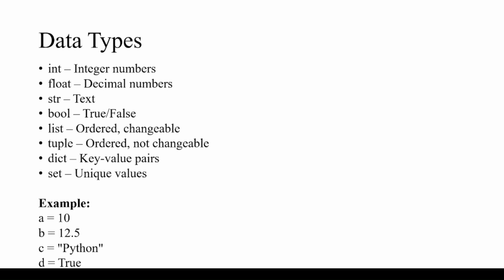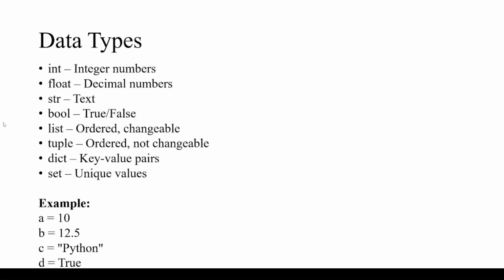And next is string. String means sequence of characters. It is text. It must be enclosed with single or double quotes. Next is boolean. Boolean means true or false. The first letter of true and false should be capital letter. If we don't use capital, it will give an error. Next, list, tuple, dictionary, set I will explain in next slides.